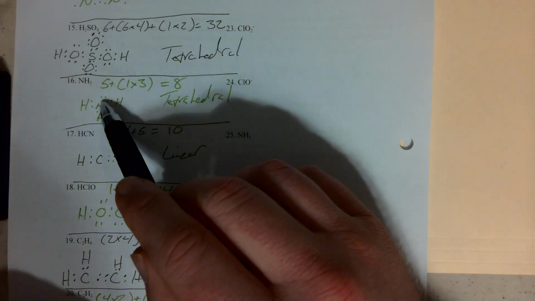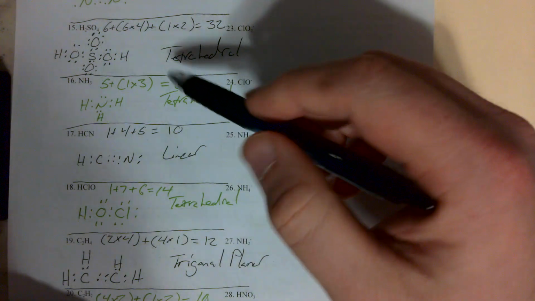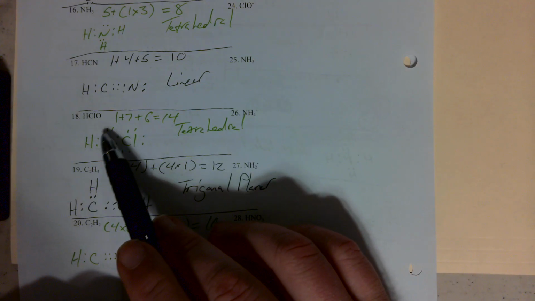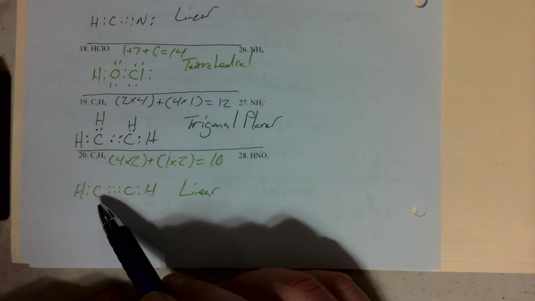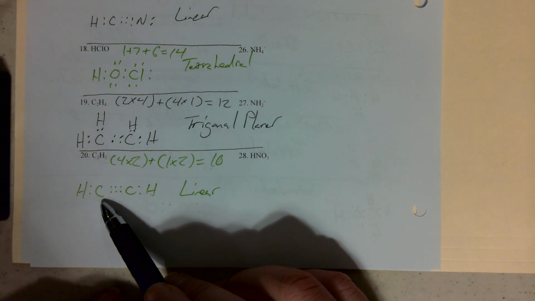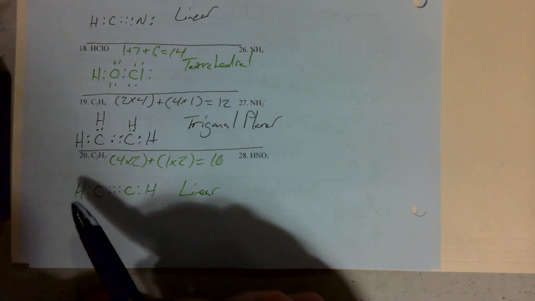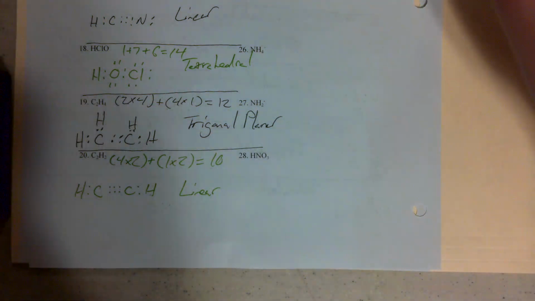NH3, we have 5 for nitrogen, 1 for each of the hydrogens, gives us 3, gives us a total of 8. When it comes to 18, oxygen is our host. We see it move around. There's 1, 2, 3, 4 groupings of electrons, therefore tetrahedral. Then we move to number 20. We count up our valence electrons: 4 valence electrons for our carbons, 2 for our hydrogens, comes up to be 10. And we clearly see that forms a linear shape for us.